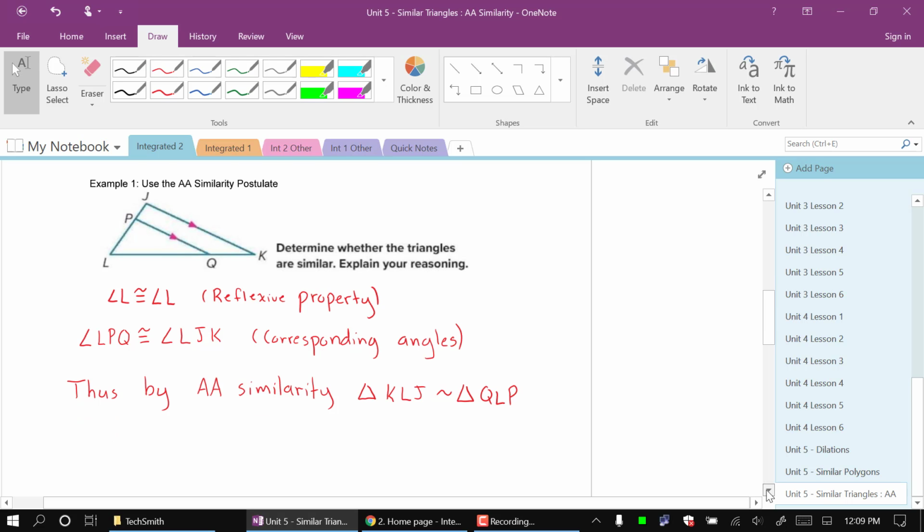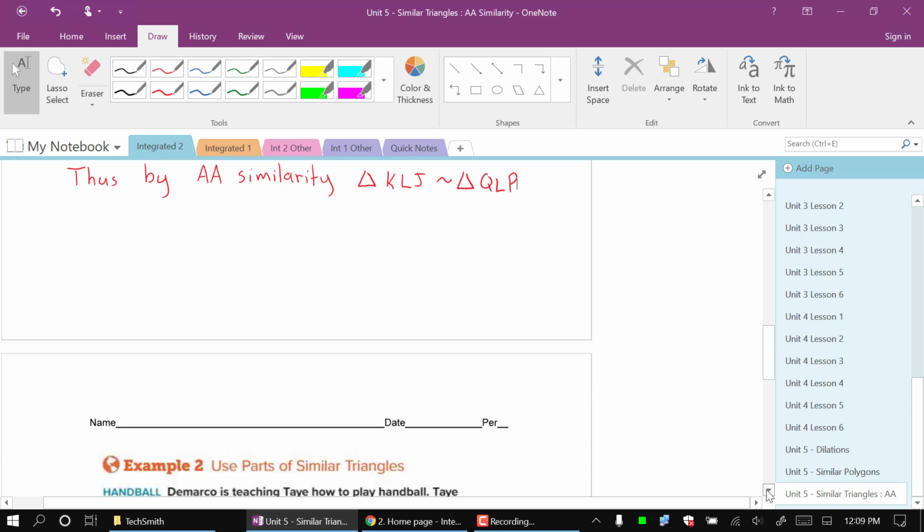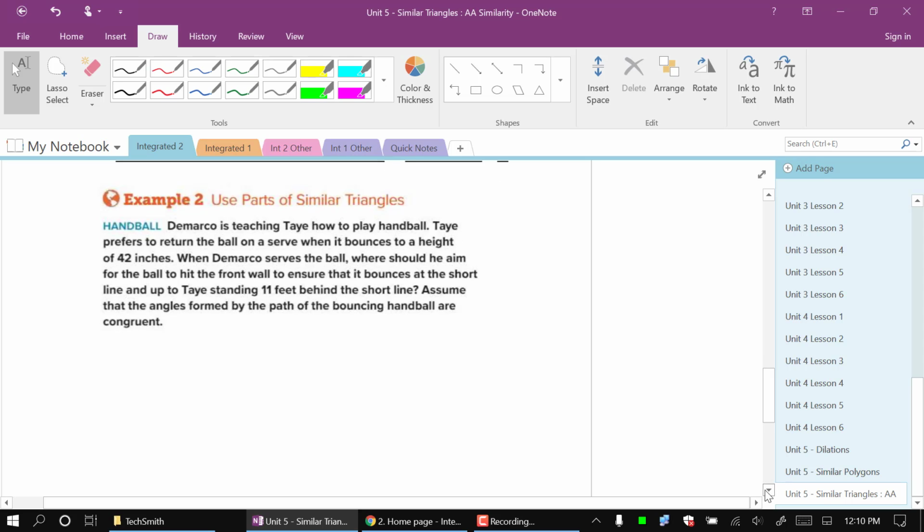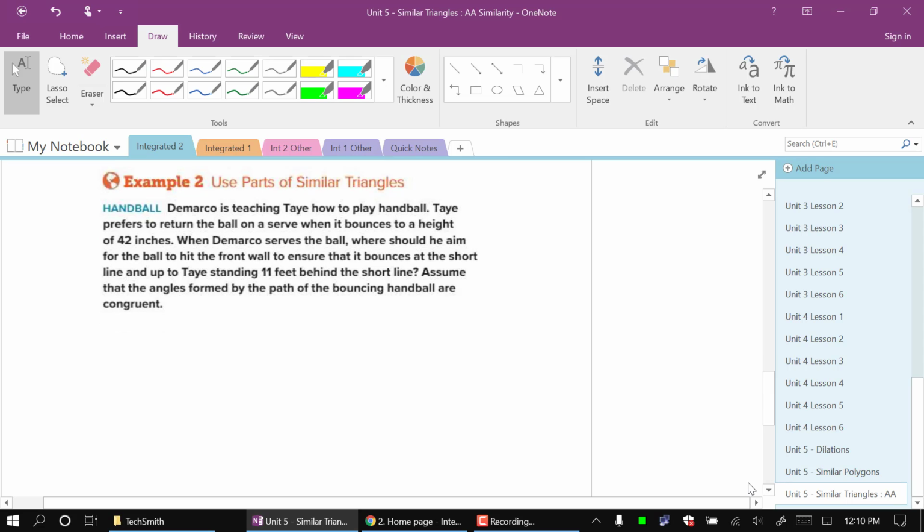Let's take a look at example 2. Example 2's got a lot that's going for it. We're going to have a little bit of background for it, and then we're going to get into solving it. When we look at this, there's a lot of information that we're told. The first thing is that the ball should bounce 25 feet from the wall. We're also told that it's going to bounce 11 feet to Tay. Tay will hit the ball when it bounces to a height of 42 inches, which is 3.5 feet.